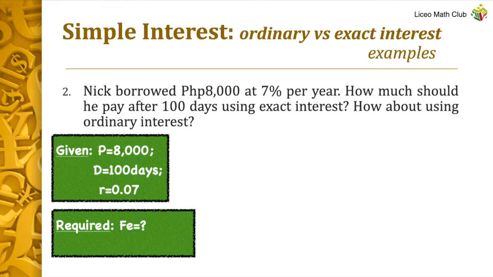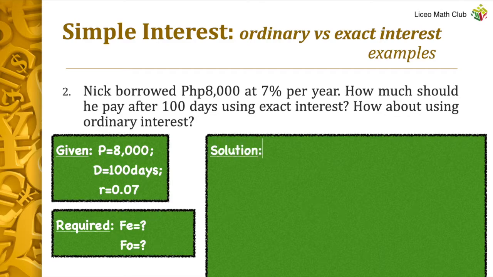Okay, so what's the second question? We're going to write future value using ordinary interest. Now let's start with the solution with our first question. So our F sub E, future value using exact interest, solution.